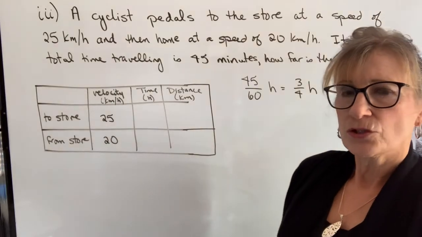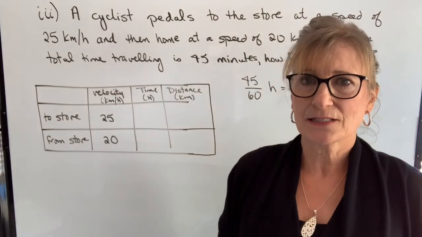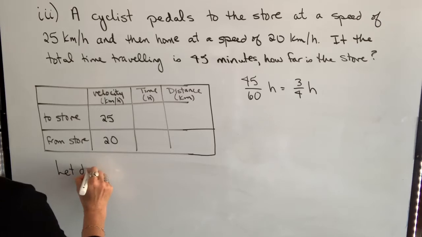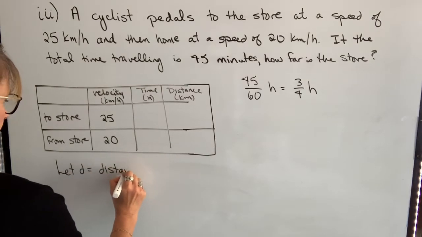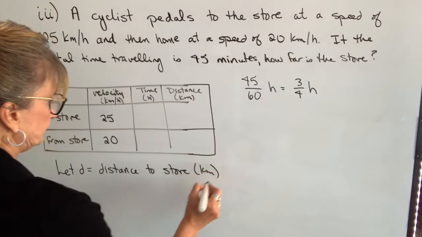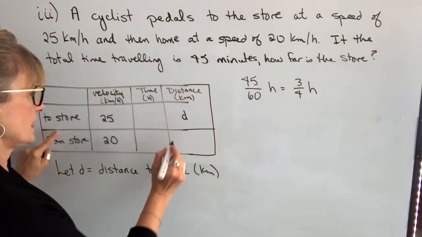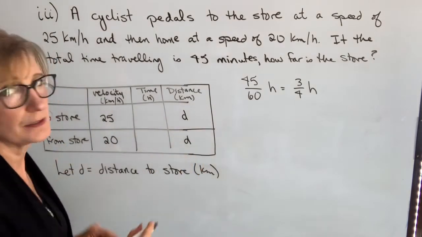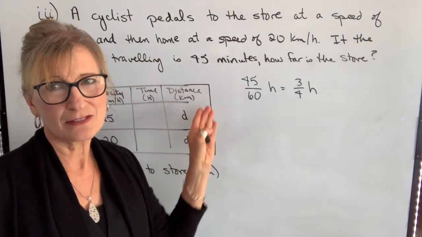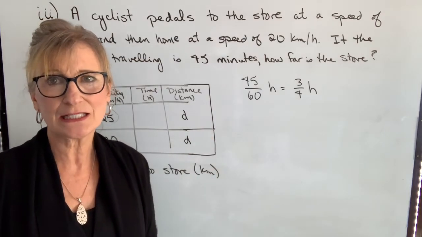Let's figure out what we want to let our variable equal. It says, how far is the store? So that's the distance. That's what they want to find out. So let's let D equal the distance to the store. And that will be in kilometers. So that's the distance to the store. That's also the distance from the store back home. So we're not going to make our equation about distance in this example. We know the two distances are equal, but we're not going to be able to solve anything if we say D is equal to D.